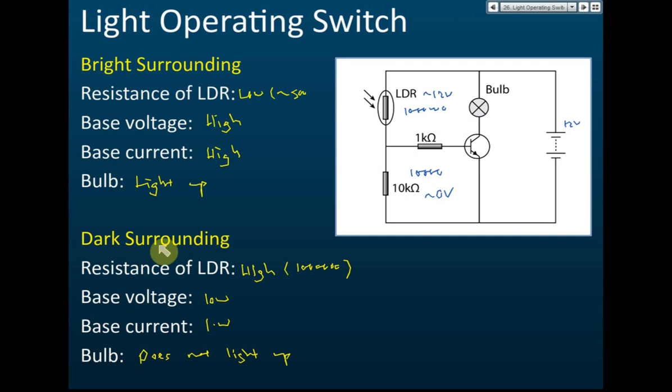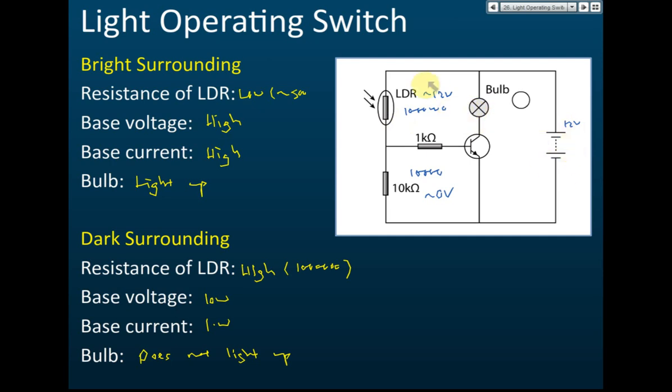light up. But at dark surrounding, compared to this one, the resistance is very low, so therefore the voltage here is also very low. So if the voltage here is very low, then the current here is very low, and the bulb does not have sufficient current to light up. So this design is for the bulb to light up when the surrounding is bright.